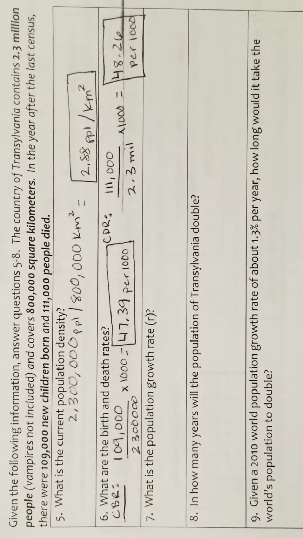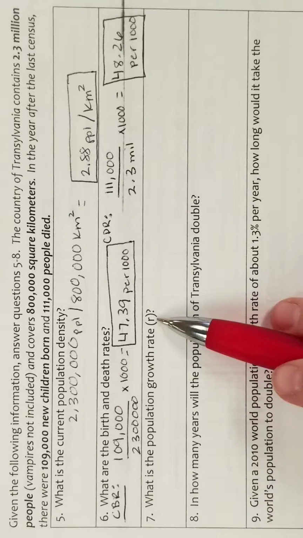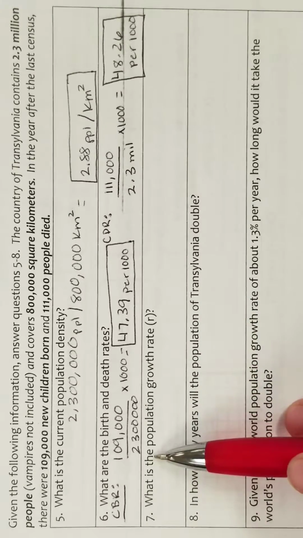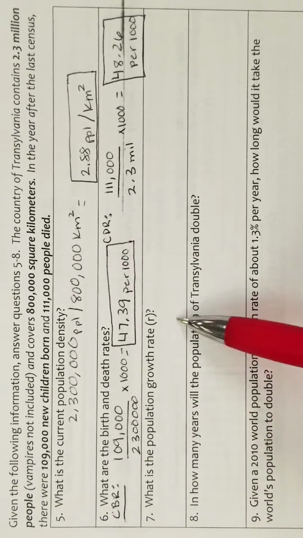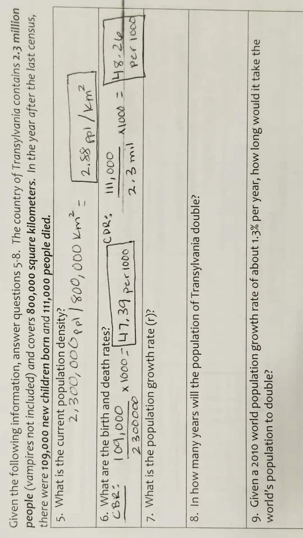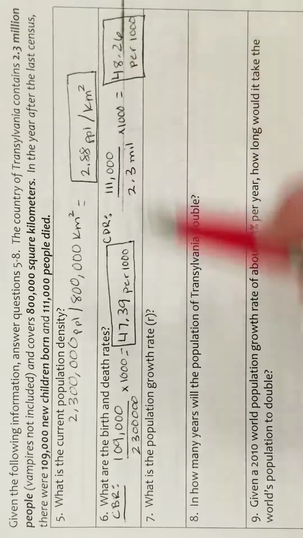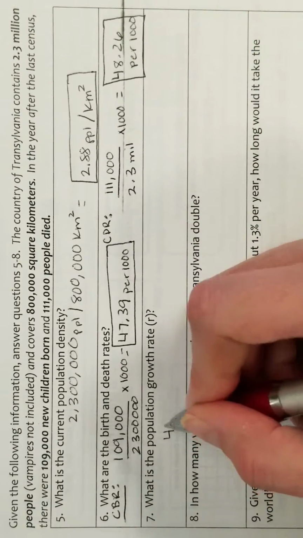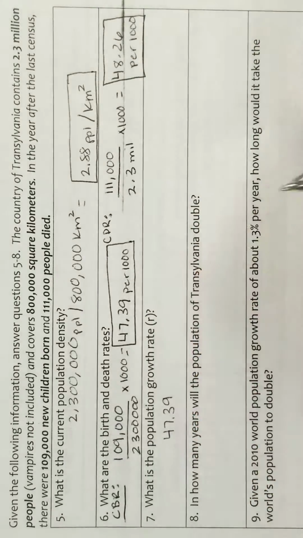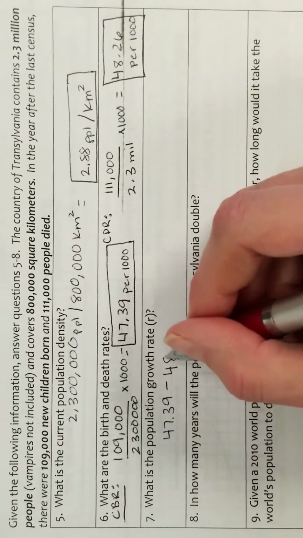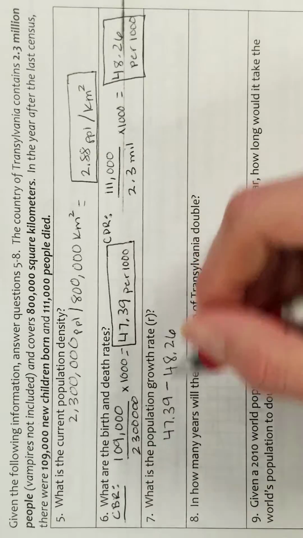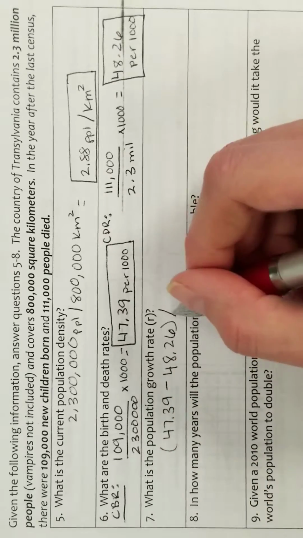Solving for the population growth rate. Again, this can be done a couple of different ways. If I'm solving for the growth rate, I could take the number of births minus the number of deaths divided by the total population multiplied by 100. We would get the same answer as taking our shortcut by using our crude rates. That would be 47.39. So that's the crude birth rate minus the crude death rate of 48.26. And we would divide that by 10.